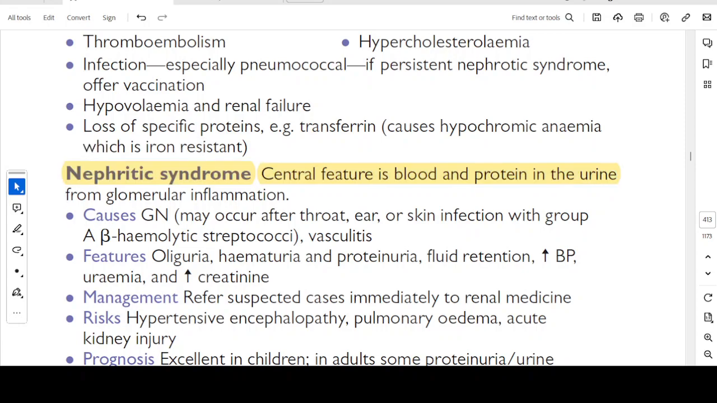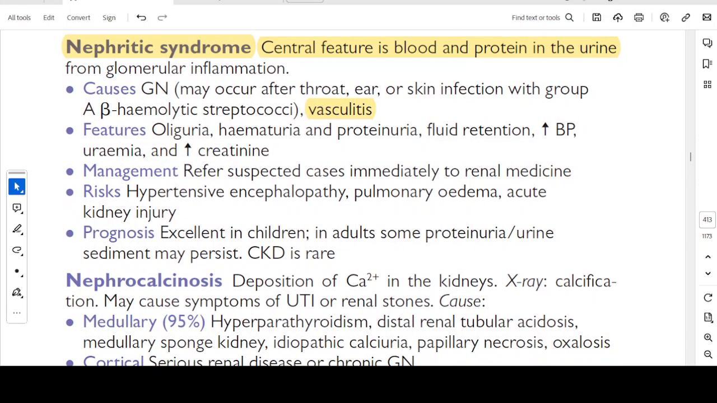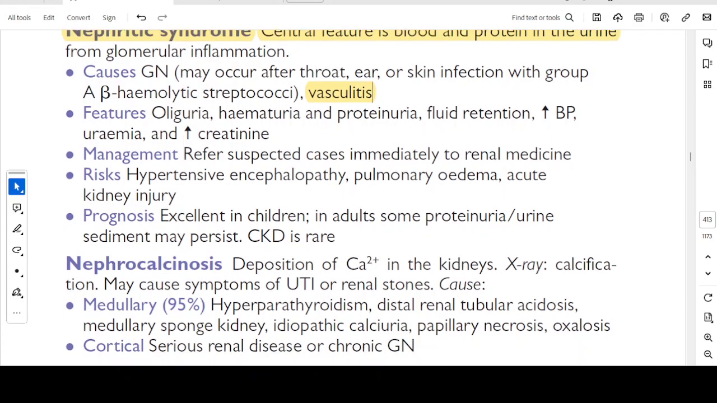This is nephritic syndrome. The central feature is blood and protein in the urine from glomerular inflammation. Causes are glomerulonephritis, which may occur after throat, ear or skin infection with group A beta hemolytic streptococci, and vasculitis. Features are oliguria, hematuria, proteinuria, fluid retention, increase in BP, uremia and increase in creatinine. Management: refer suspected cases immediately to renal medicine.